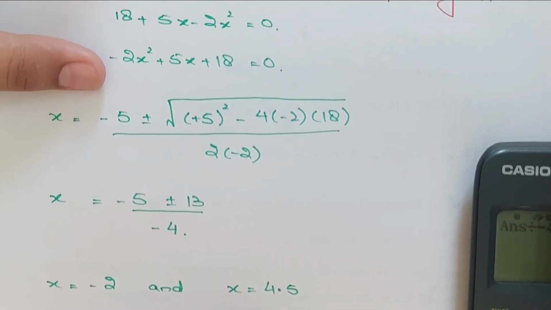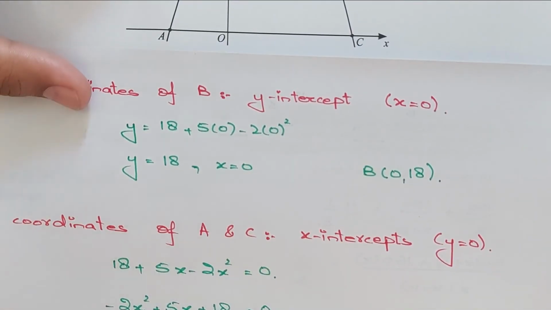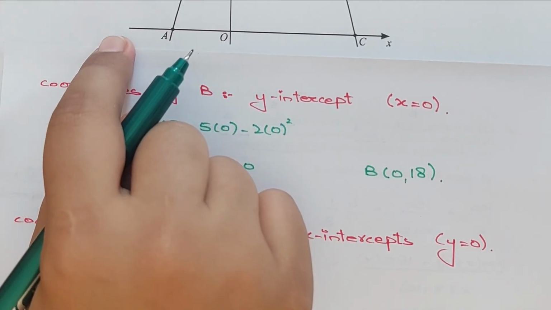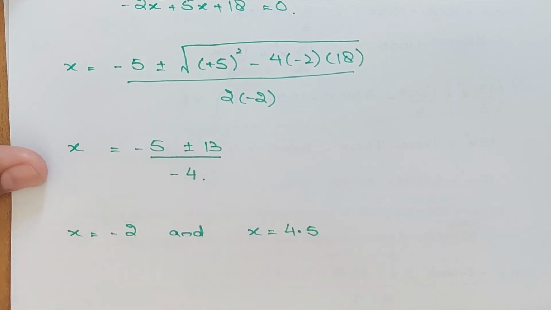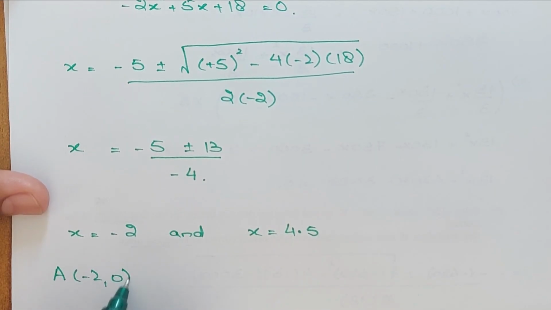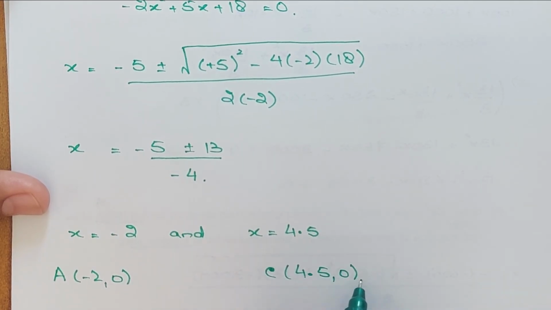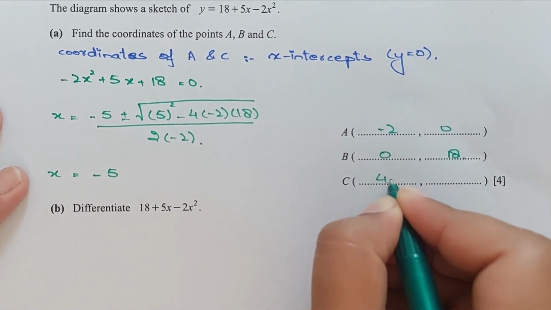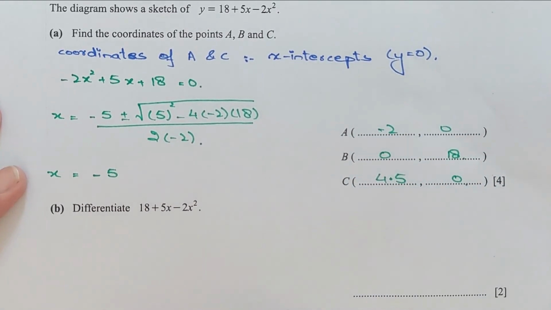So what is A and what is C? For A, you can see A is on the left side, means it is negative, and C should be positive. So the x coordinate of A is negative and C is positive. So we can say A is minus 2, 0 and C is 4.5, 0. Minus 2, 0 and 4.5, 0. All right.